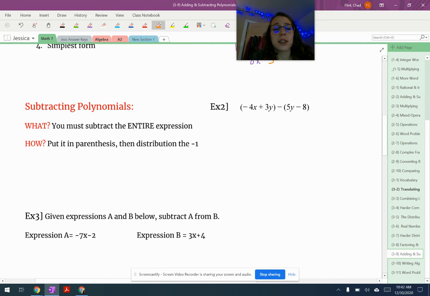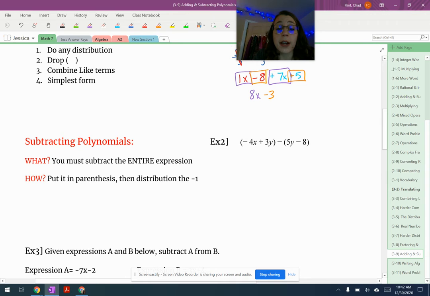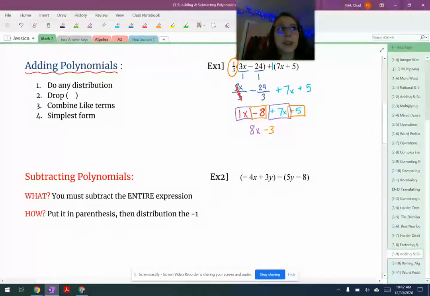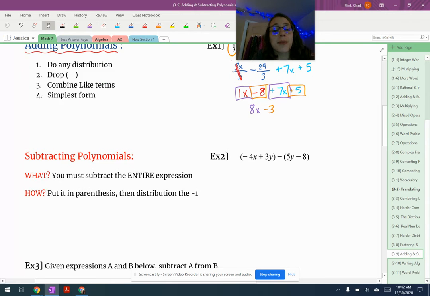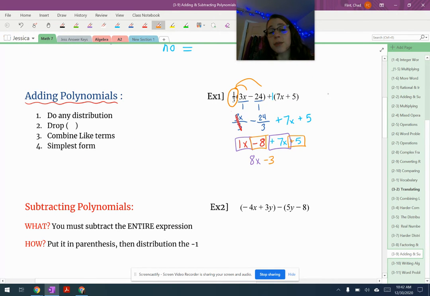Okay, so this is still lesson 3-9, and this is example 2 that corresponds with subtracting polynomials. Subtracting polynomials is where things get a little tricky, I guess. This is a very common thing that my algebra students still mess up. Subtracting polynomials is a little different because you're not just combining like terms like you are in the first one, or in adding.